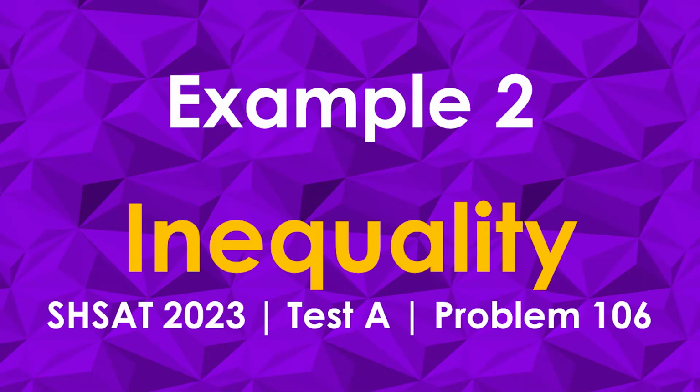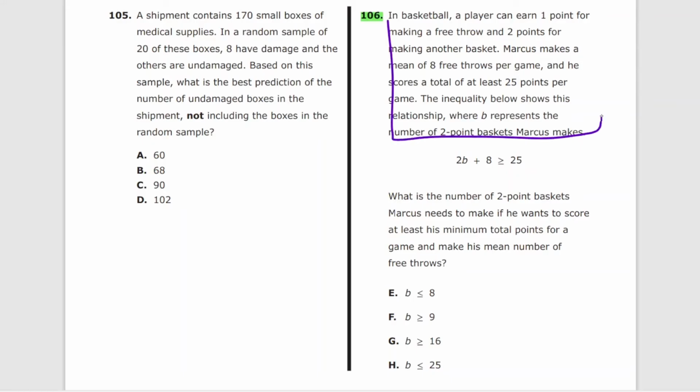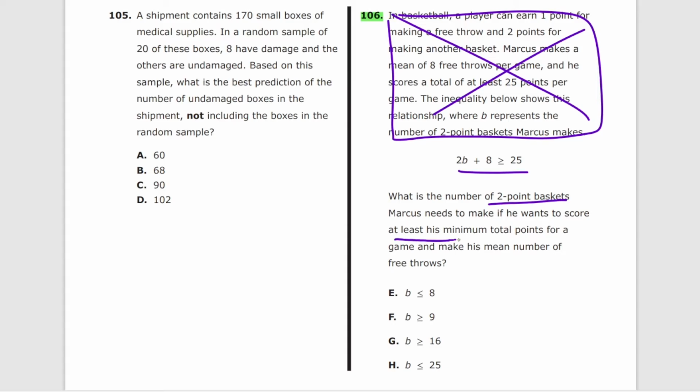The next problem is problem 106 from test A. So I'm not going to read this entire paragraph because that's unnecessary. In the second paragraph, all I need to figure out is for this inequality, what does b stand for? So what's the number of 2-point baskets Marcus needs to make if he wants to score at least his minimum total points? So we're talking about points, so we're talking about integers.